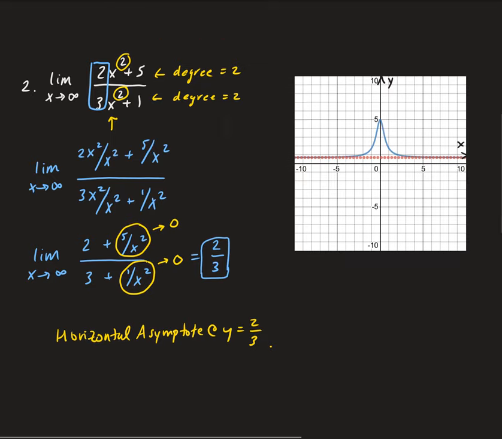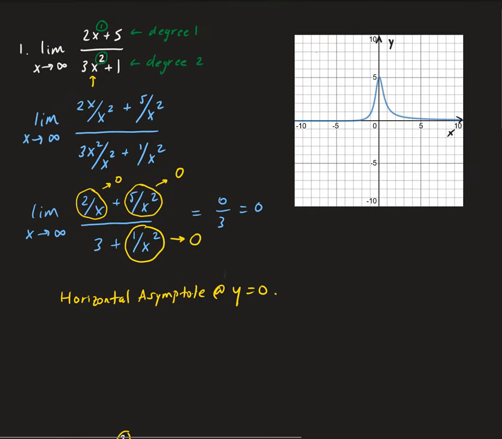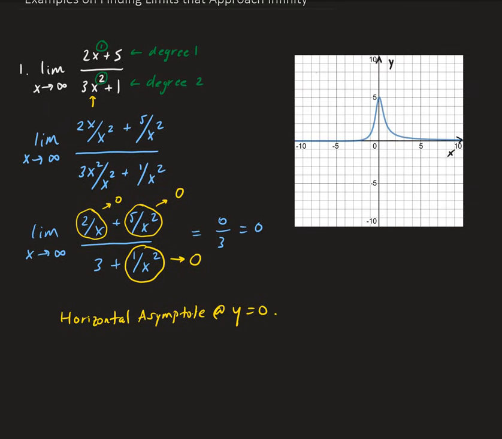All right, so it's similar here. The only difference is that the degree on the denominator is bigger than the degree on the top, so we end up getting 0.